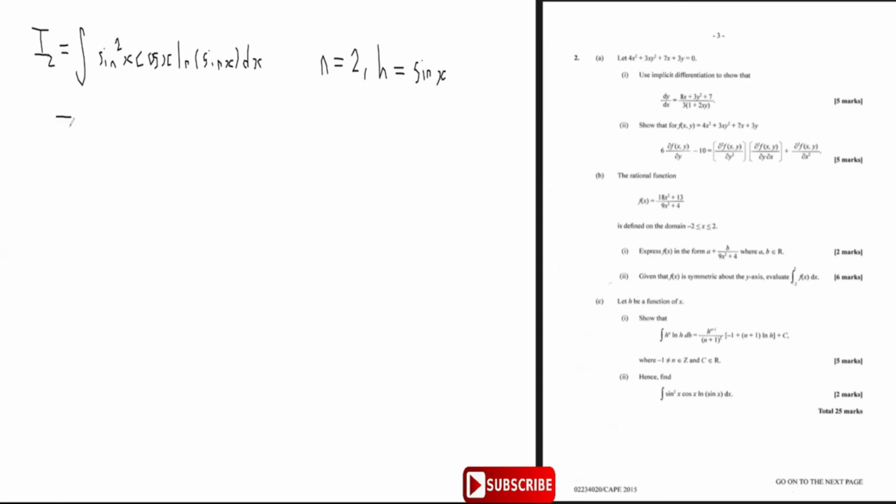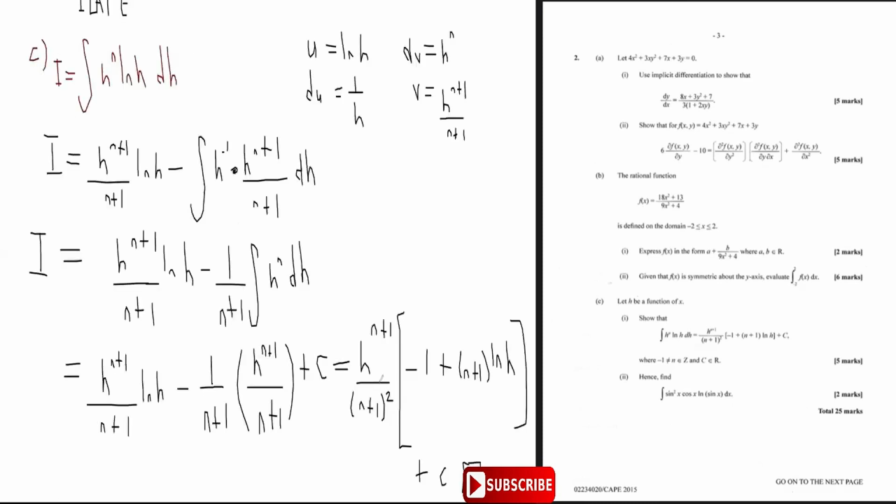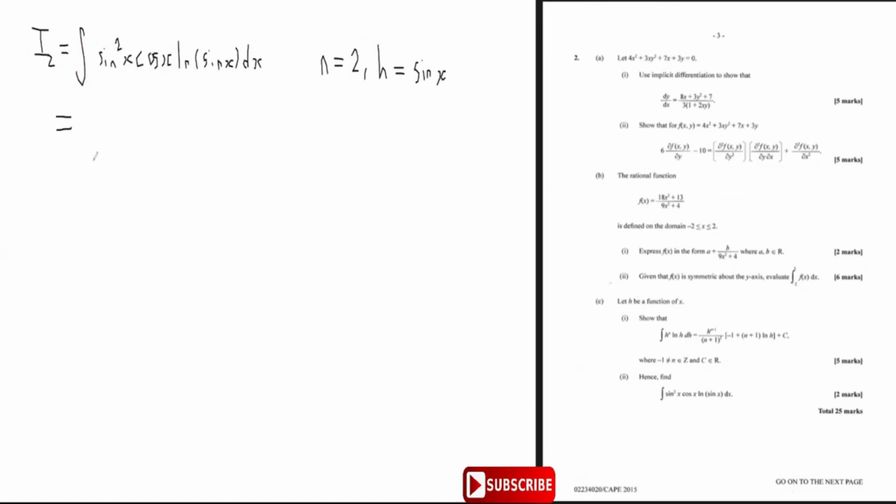So what we're going to get is this integral is equal to, according to the formula, h to the n plus 1. So it's going to be sine x to the n plus 1, but n is 2. 2 plus 1 is 3. So it's going to be sine cube x over n plus 1 all square. So it's going to be 2 plus 1 all square, which is 3 square, which is 9, times minus 1 plus n plus 1, which is 2 plus 1, 3, ln h, and h is sine x. So it's plus 3 ln sine x plus your constant. All right, nice and easy.